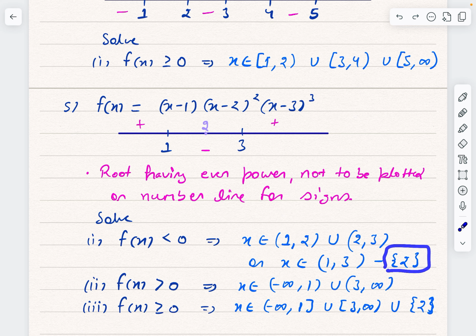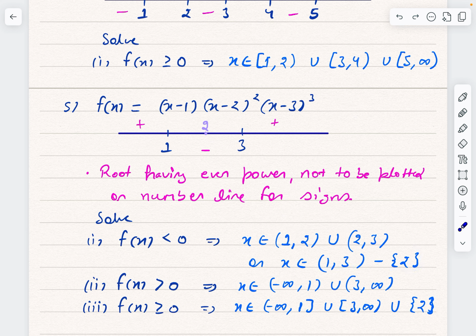What is this and all? We'll discuss in a separate chapter, sets. So for now, just remember this only. If you want to exclude some element, you write it as a set. And how do you write a set? With the help of curly braces. So we say (1, 3) minus {2}.